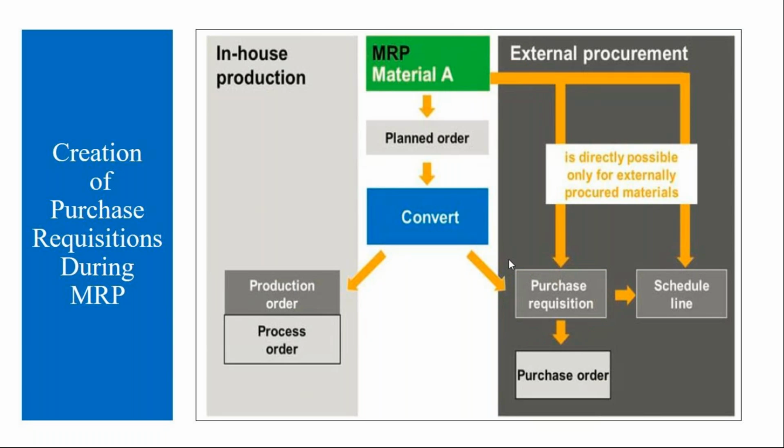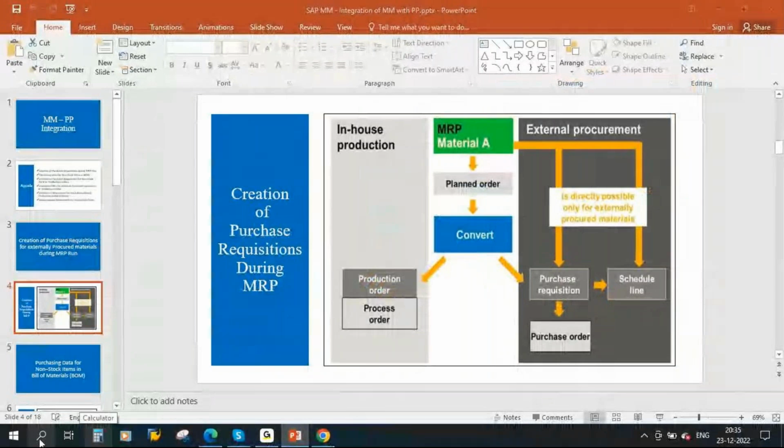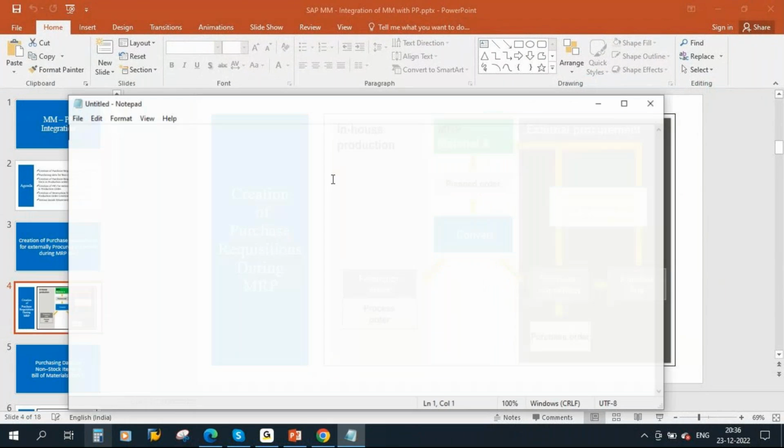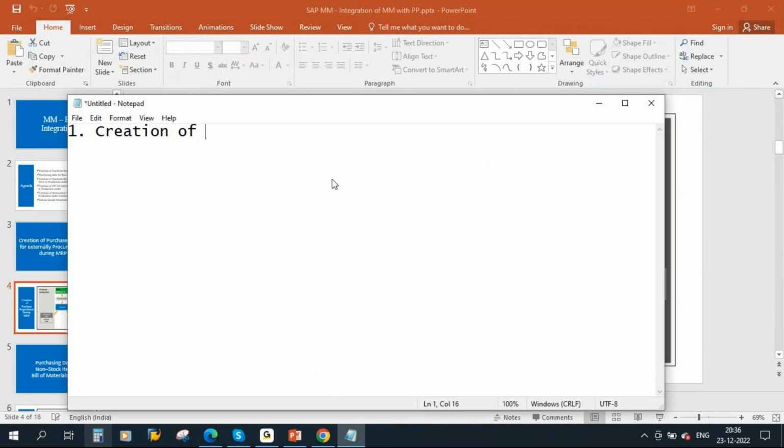So the first integration point is creation of PRs for externally procured materials during MRP. Let me show you this in the system now.